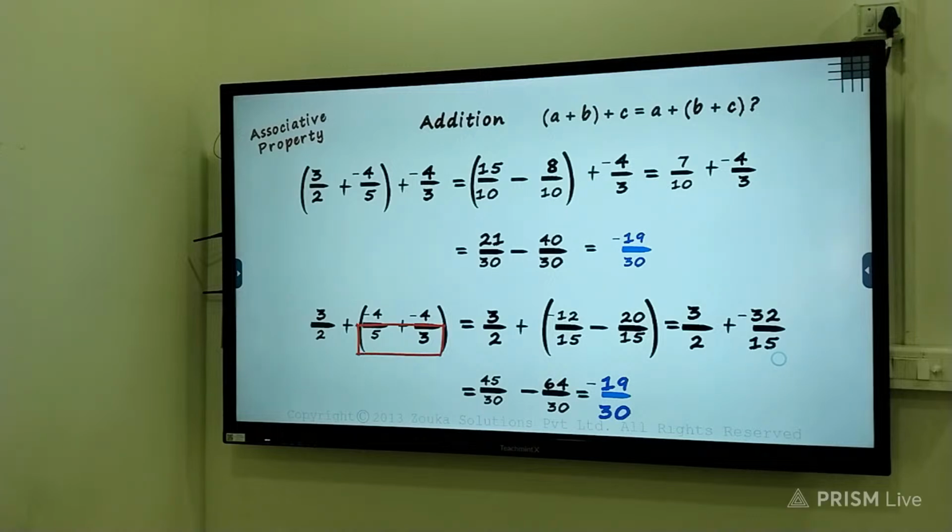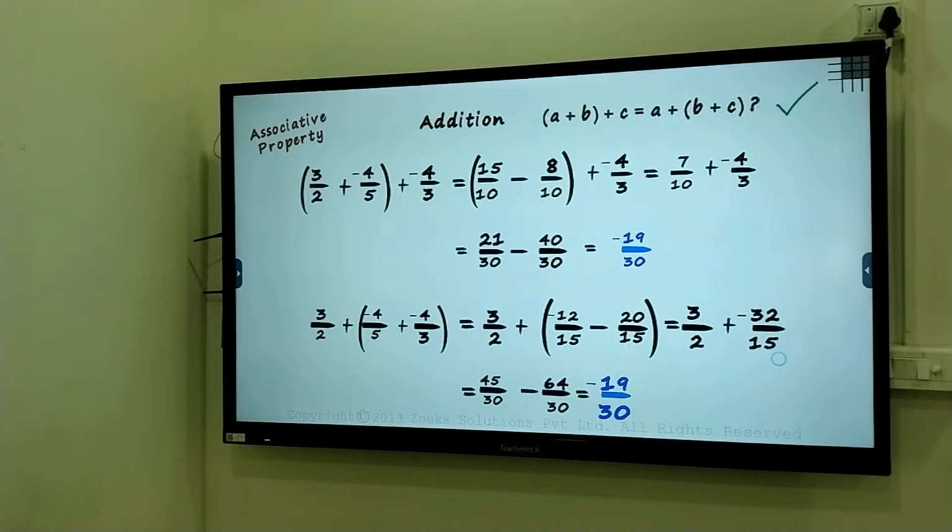We made the denominators of these two terms equal to 15 and got the answer within the brackets as minus 32 by 15. Then we made the denominators of these two terms equal to 30 and got the answer as minus 19 by 30. Don't focus too hard on the calculations. The concept of associative property is important. So the answer in both the cases is the same. We can say that the associative property is satisfied for addition of rational numbers.